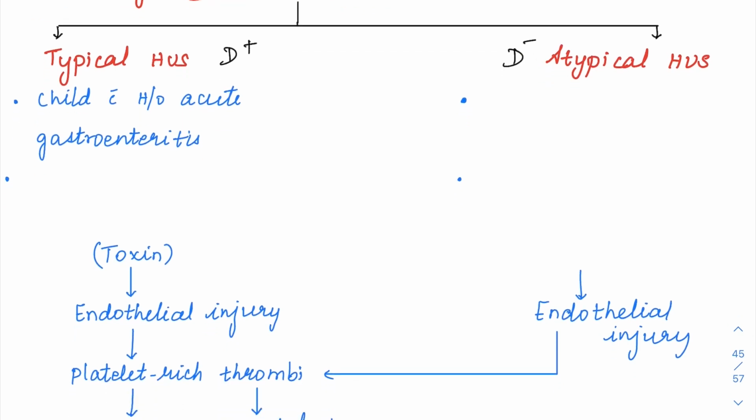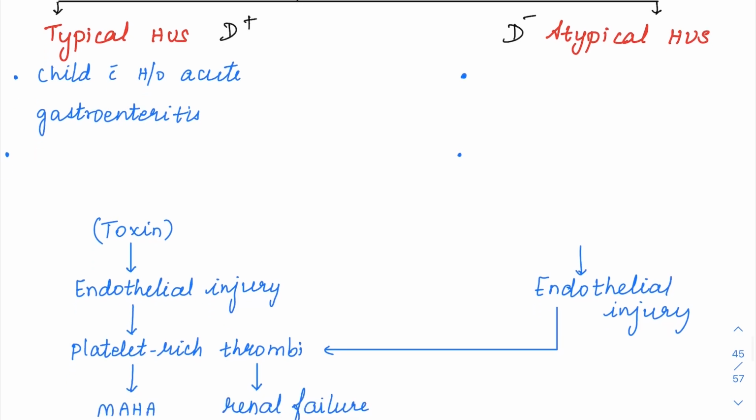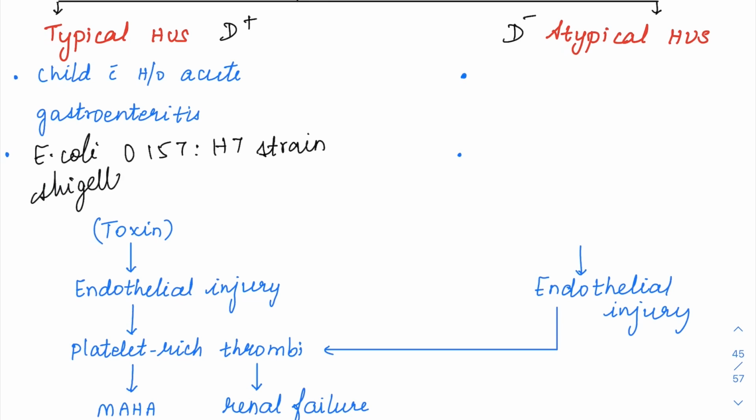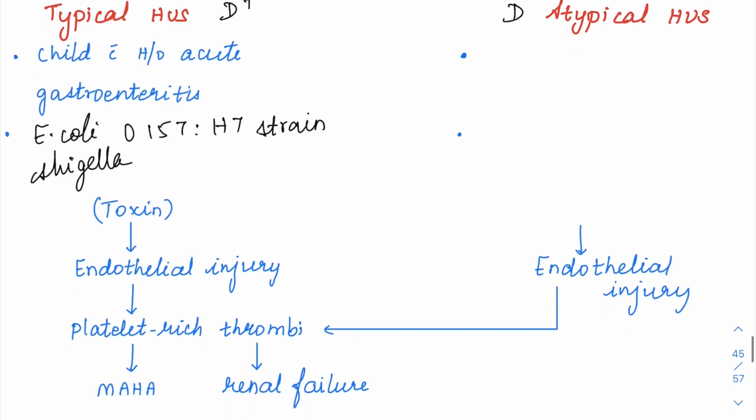In typical HUS, it is usually a kid, a child presenting with an acute gastroenteritic kind of episode, presenting with bloody diarrhea initially. The cause here is an infection with E. coli O157:H7 strain, or a Shigella infection. Either of these infections is going to cause an acute gastroenteritis kind of picture. Both of these produce a toxin. In Shigella, it is going to be Shiga toxin. In E. coli O157:H7, it is going to be a Shiga-like toxin.